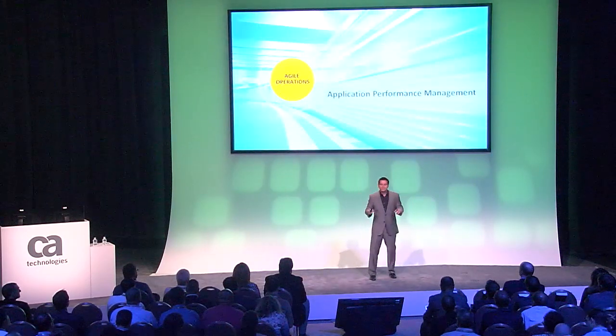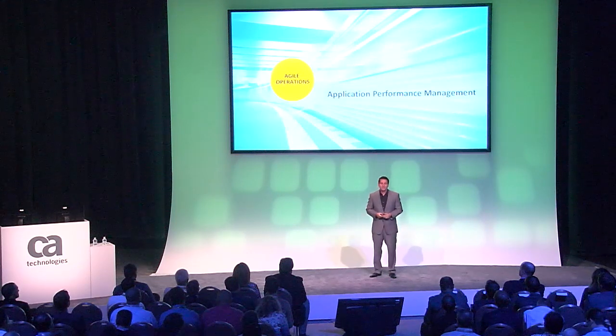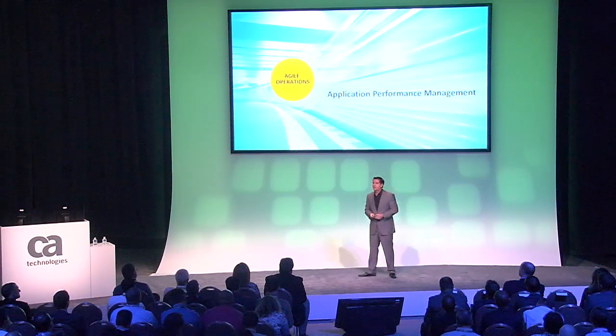All right, there are two components of agile operations that you need to know about. And the first is application performance management.